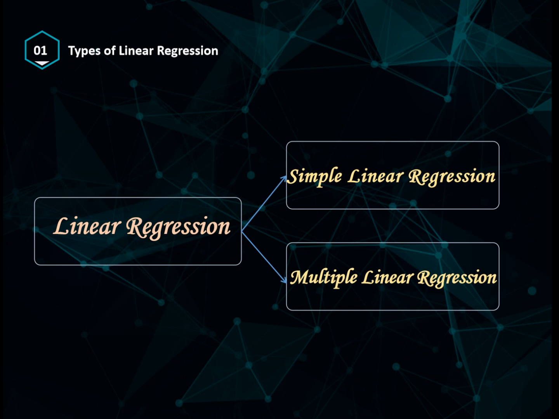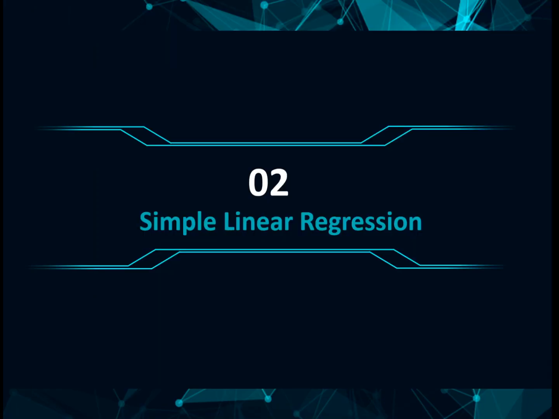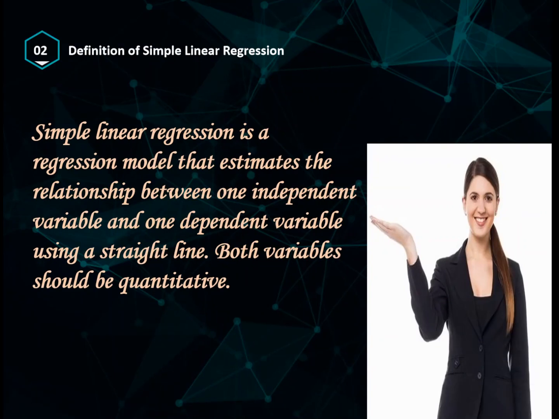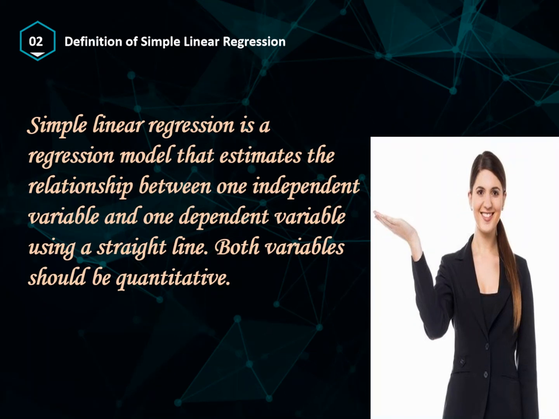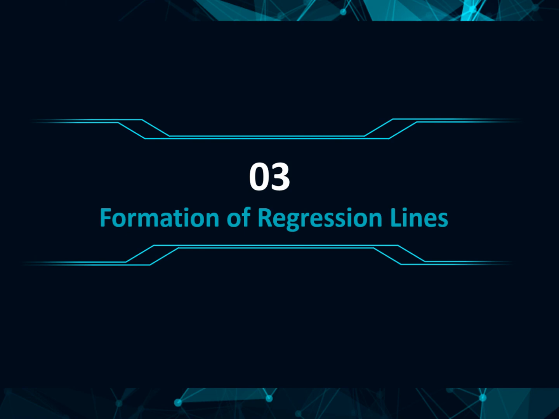Let's see what is the definition of simple linear regression. It is a regression model that estimates the relationship between one independent variable and one dependent variable using a straight line. Both variables should be quantitative. That is, we aim to reveal the relationship between a single independent variable and a corresponding dependent variable by using simple linear regression. Now I'd like to look at our next topic, formation of regression lines.